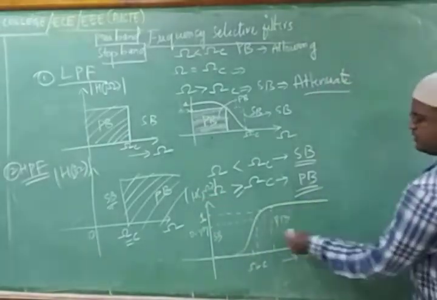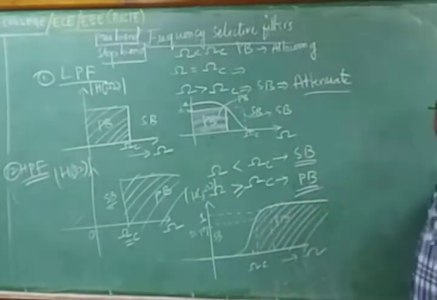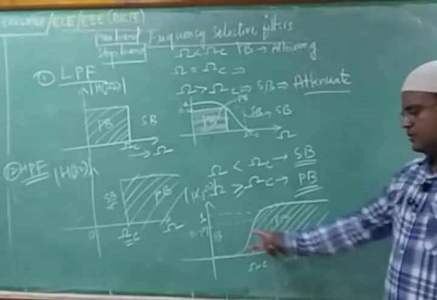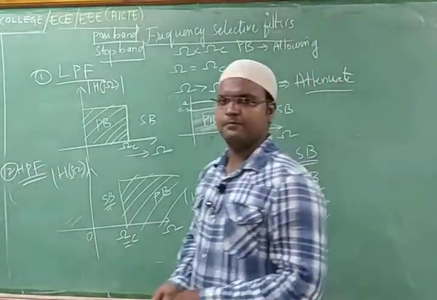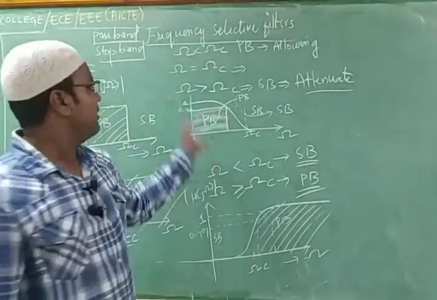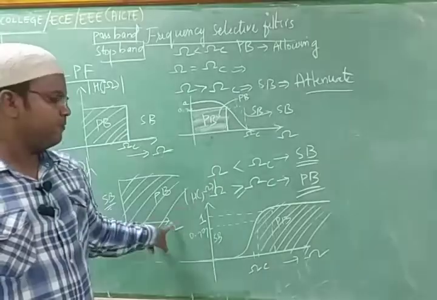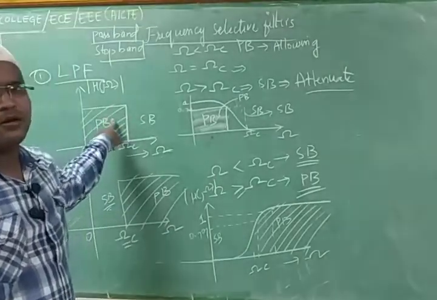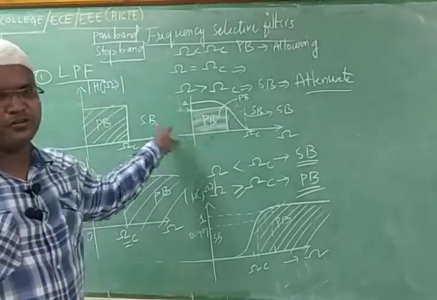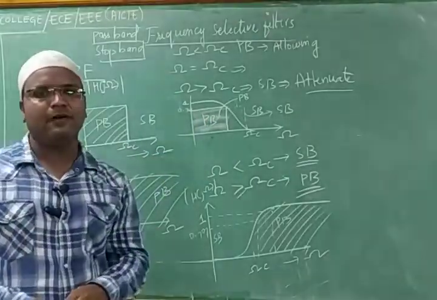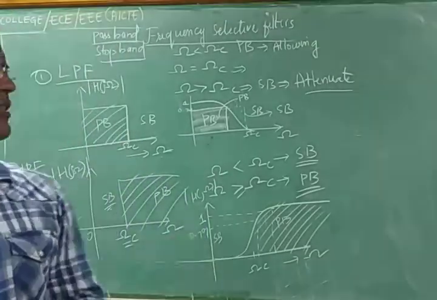In which band is it right now? In the high pass filter, this is the pass band and this is the stop band. So this is the range. This is the way we design the ideal and practical low pass filters, and the ideal and practical high pass filters. That is nothing but theory. So both the things we have seen.